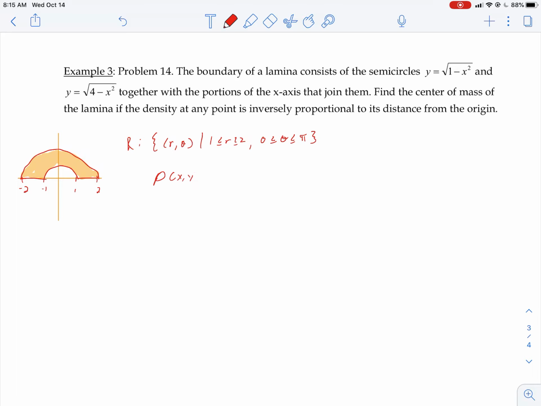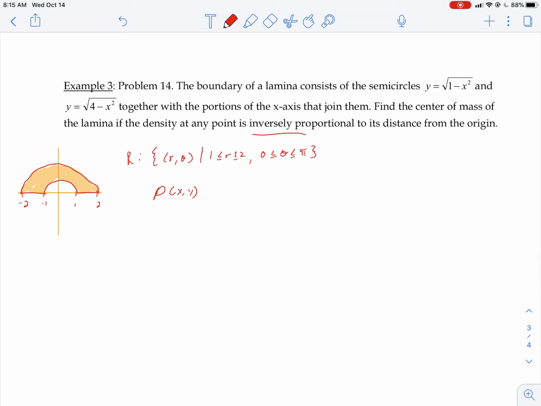And then we've got to figure out, what's our rho? What's our function? Well, it says it's inversely proportional. I don't know if you remember this from your algebra classes, but there are such things called inverse variation and direct variation. Direct variation is when you have y equals kx, so it's directly proportional when your function is equal to some constant times your variable. Inversely proportional is when you have y equals k over x, some constant divided by your variable.